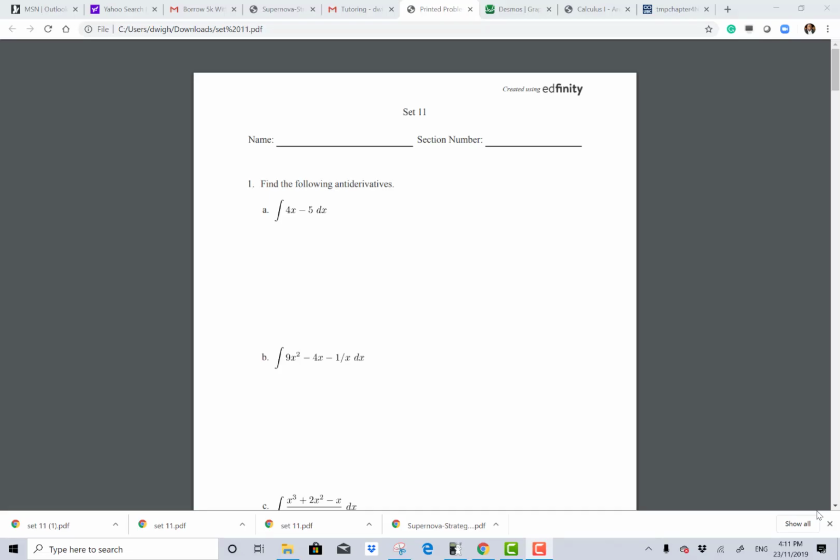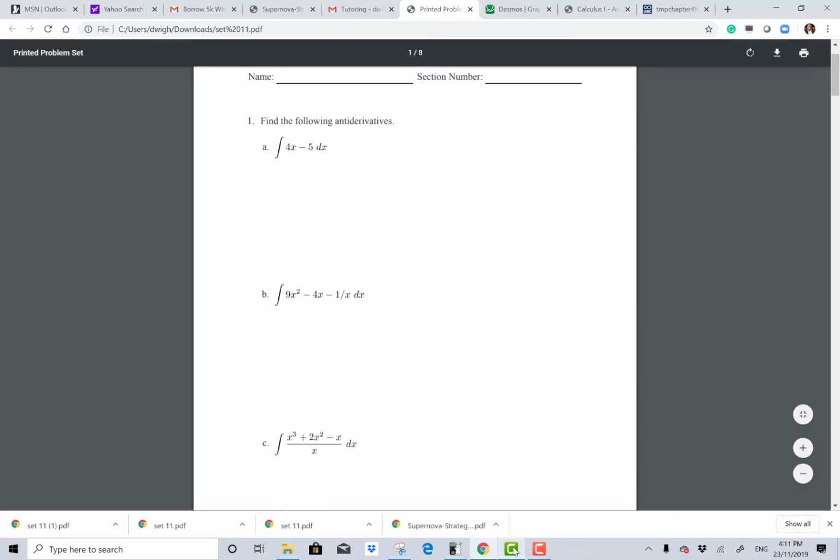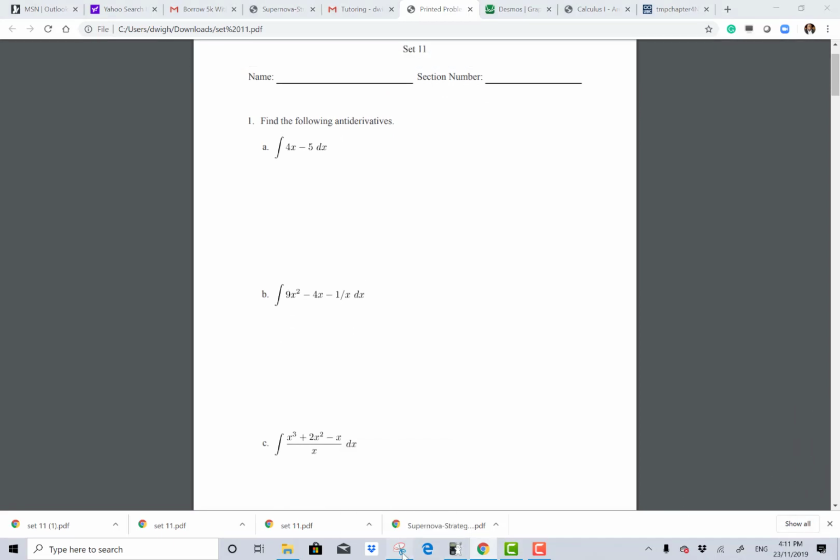Hey, how are you? So today we're going to work on set 11. What you have here for set 11 is apparently we're going to be looking at integrals. So let's get started. We're going to try to hit off the first three problems in the first go. All right, so with that being the case, let me just take a quick snippet of that.